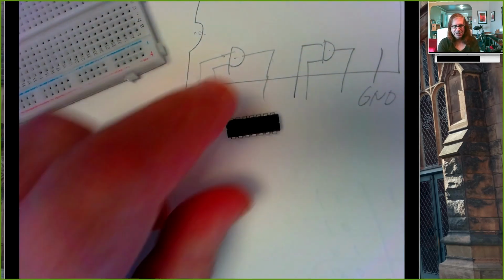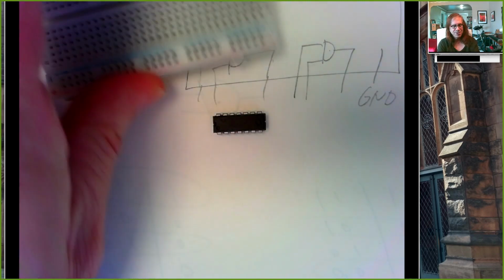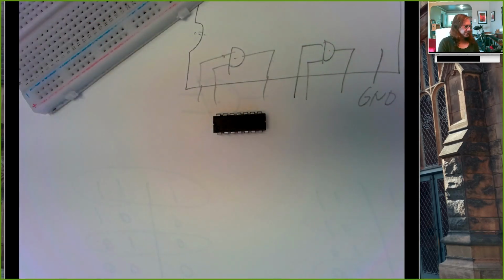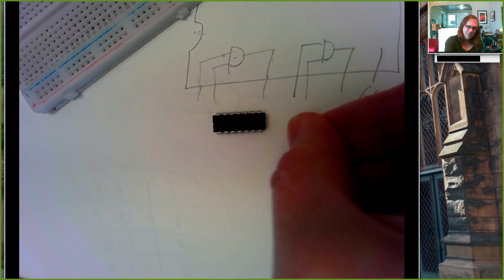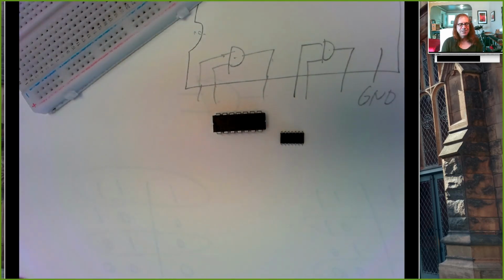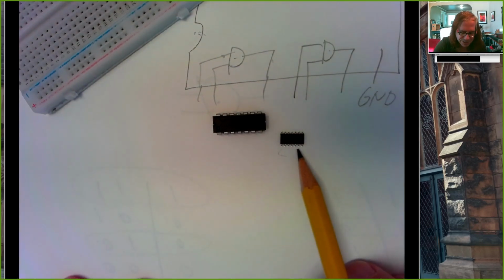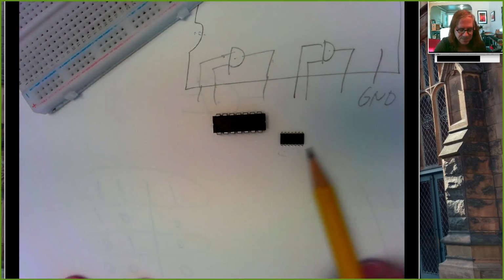Well, that's great, but it's kind of big, right? It works really well for proto boards. But if we were building this for some other application, we might use a chip like this. And this is also a 7408. It's a quad dual input AND gate. And it's 14 pins, right? But the pins are a lot smaller.